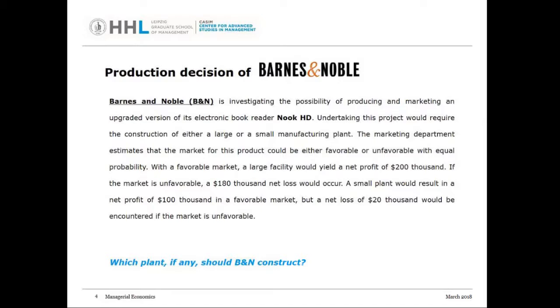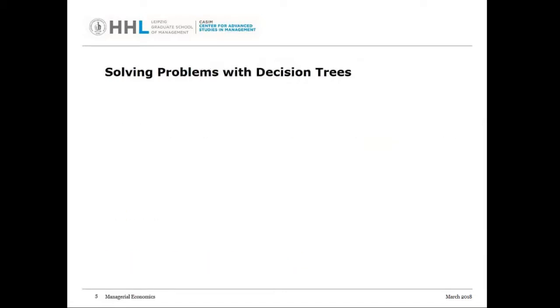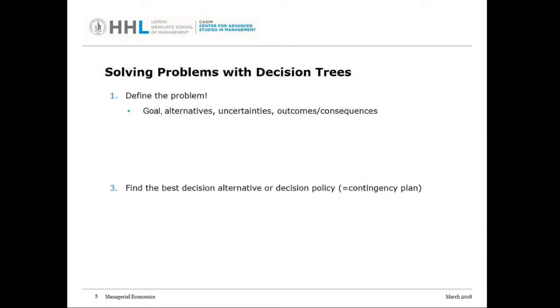Now, of course, the question one would need to ask is, which plant, if any, should Barnes & Noble construct? So the usual approach, and this is the thing that you have looked at already in the first week, is you look at the problem, you define it, you think, okay, what the goal is. The goal is profit maximization. What are the alternatives, the different sizes of a plant, what is the uncertainty involved, and what are the possible outcomes and consequences. Usually, with this amount of information, you try to find the best decision. If the decision includes a number of decisions, I will talk about it as a decision policy. This becomes clear in a moment.